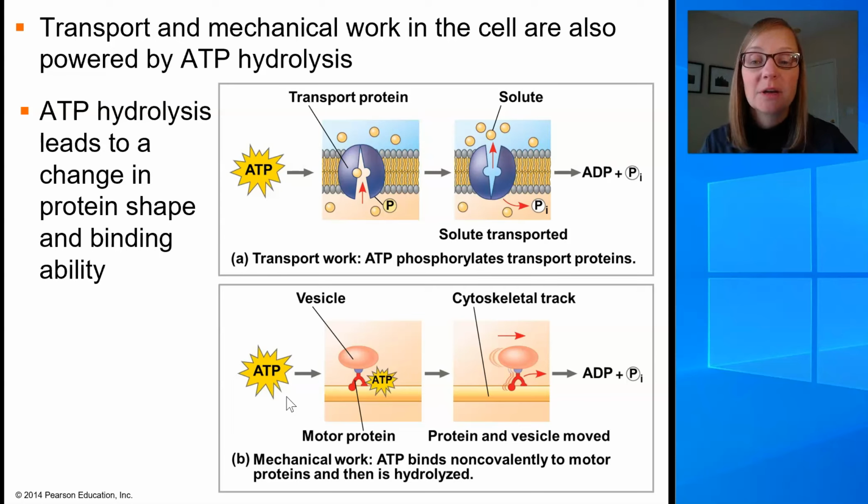It's a slightly more complex process, but just know that every time one of these feet on the motor protein decides to pick itself up and move itself one step over, that requires a molecule of ATP to get that process going. So a lot of ATP is going to be used to get that motor protein to move the vesicle down the cytoskeletal element in the cell.